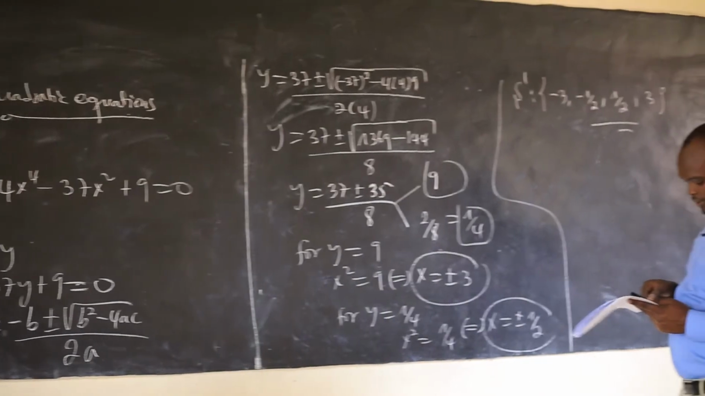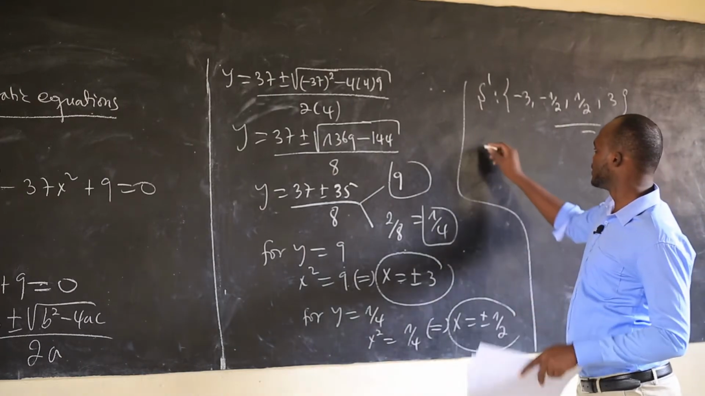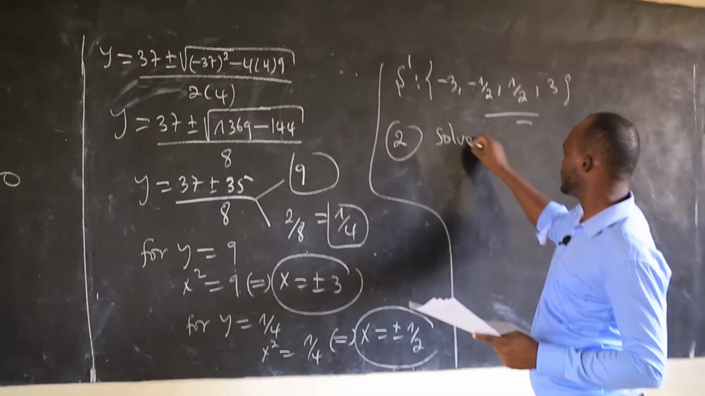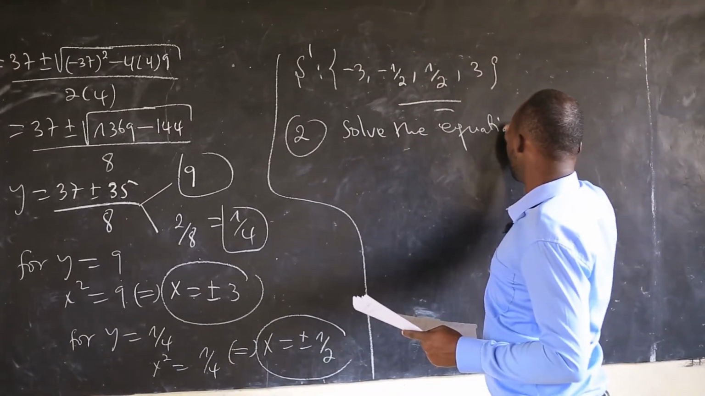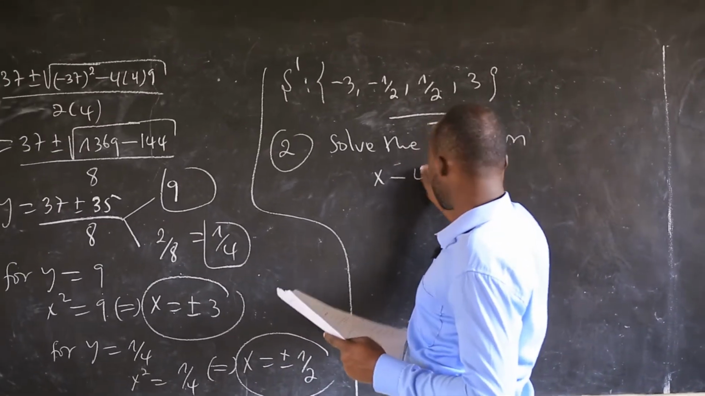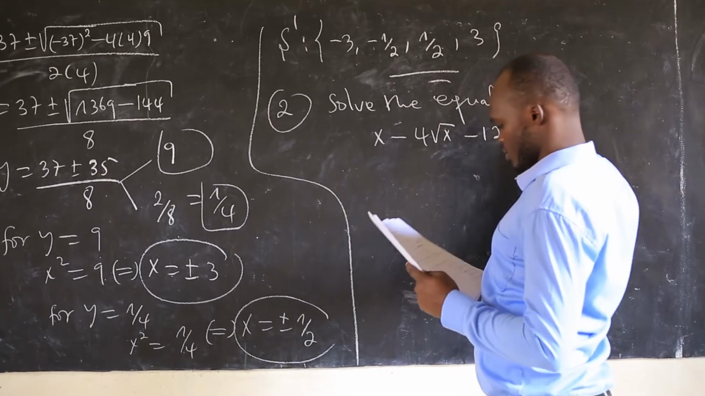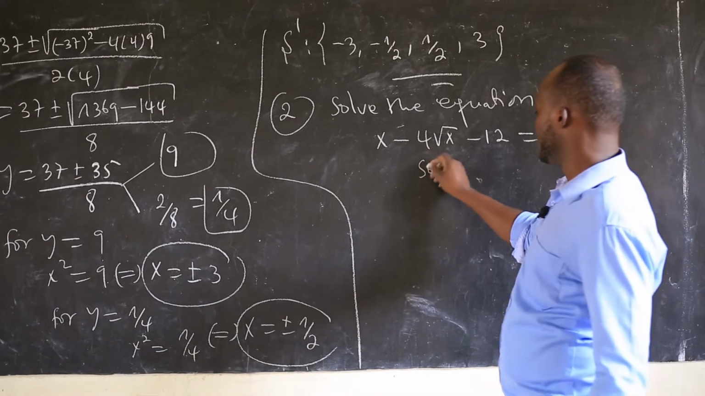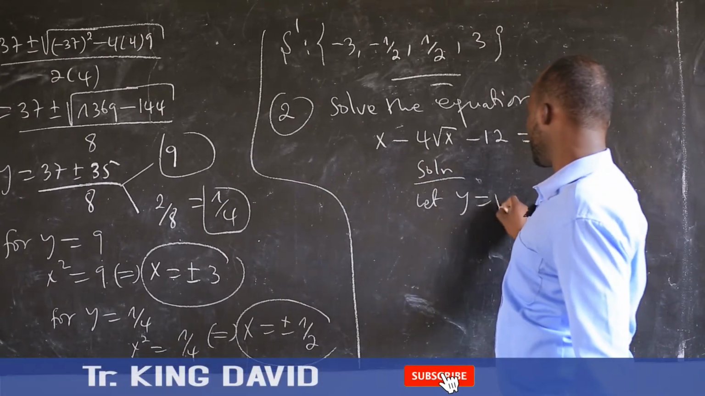So number 2, we have: solve the equation x minus 4 root x minus 12 equals 0. So what we can do there, we just let y be root x.